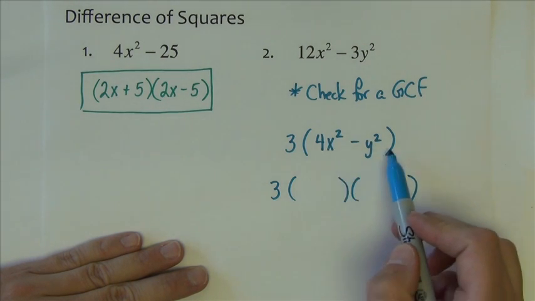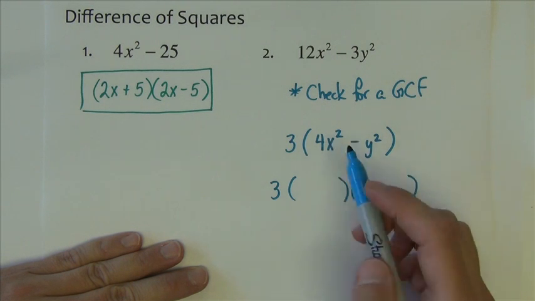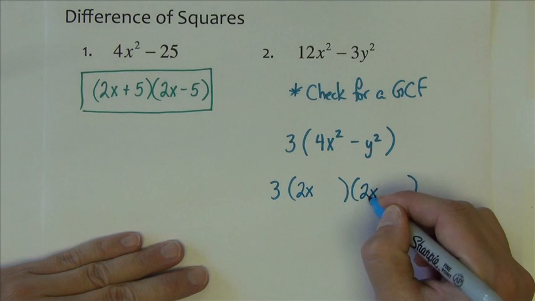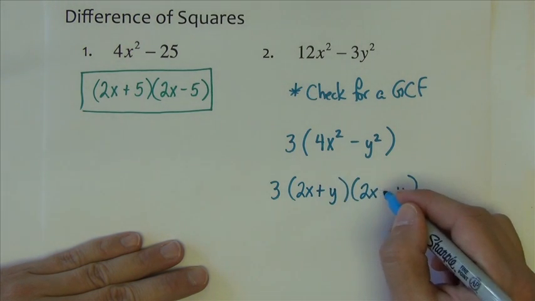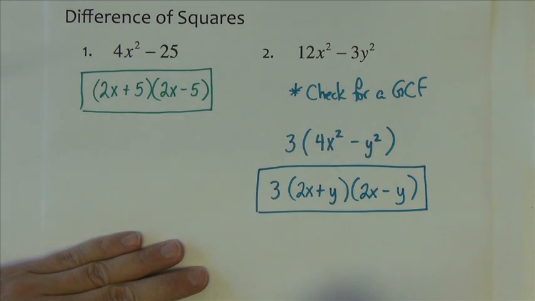What's left behind here, these are perfect squares. This is a difference of perfect squares. 4x squared square roots to 2x. Y squared square roots to y. One gets plus, one gets minus. And we have successfully factored this problem.